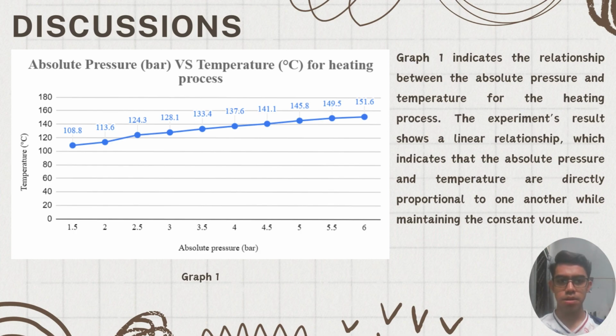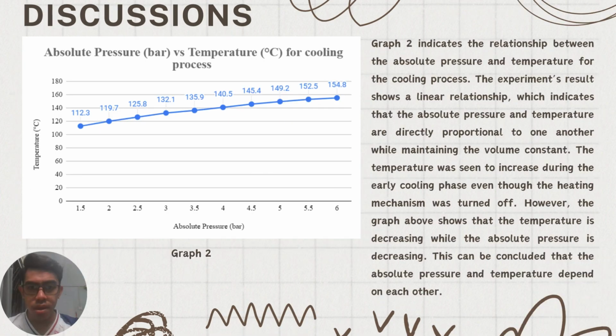The experiment results show a linear relationship, which indicates that the absolute pressure and temperature are directly proportional to one another while maintaining the constant volume. Next, graph 2 indicates the relationship between the absolute pressure and temperature for the cooling process. The experiment results show a linear relationship, which indicates that the absolute pressure and temperature are directly proportional to one another while maintaining the volume constant.